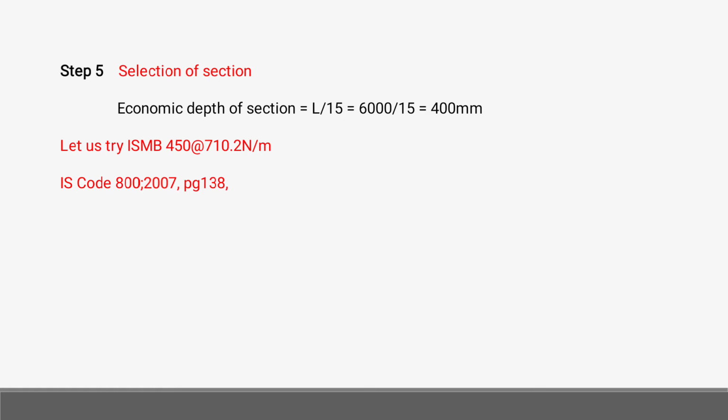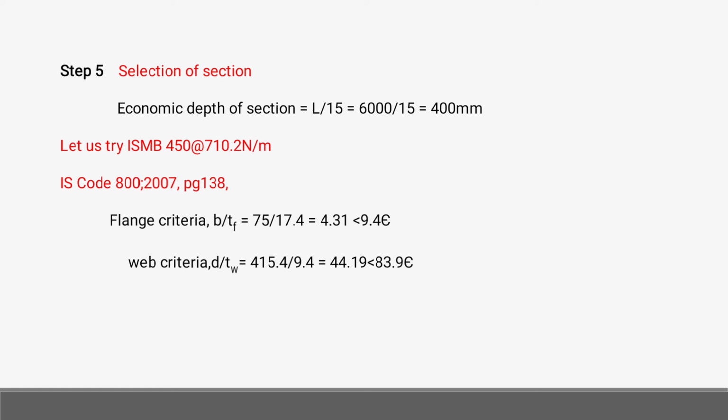IS 800:2007, page number 138. Flange criteria: b/tf = 75/70.4 = 4.31, which is less than 9.4ε, so this section is a plastic section. Web criteria: d/tw = 415.4/9.4 = 44.19, which is less than 83.9ε, so this section is a plastic section. We know the conditions from our code book.